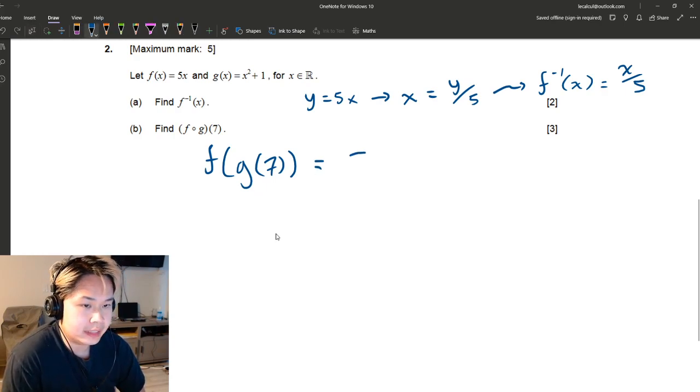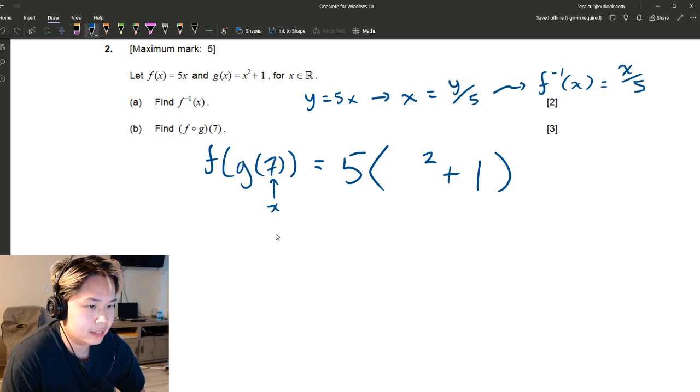So f is 5 times x, and then x is now g, so that's a something squared plus 1. And then our x value is actually 7, so as you can see, there's the g, and then here's the f.